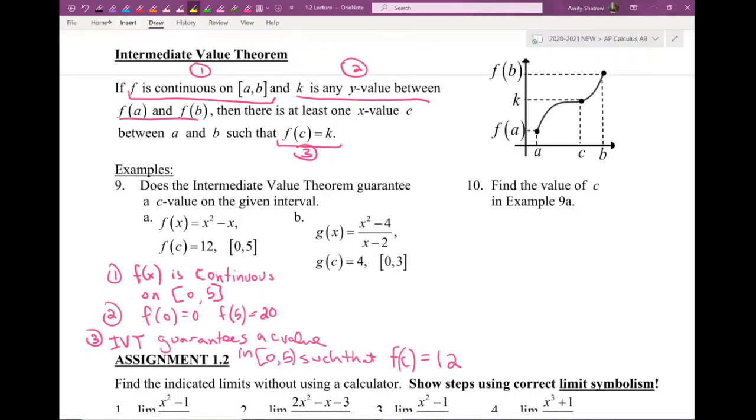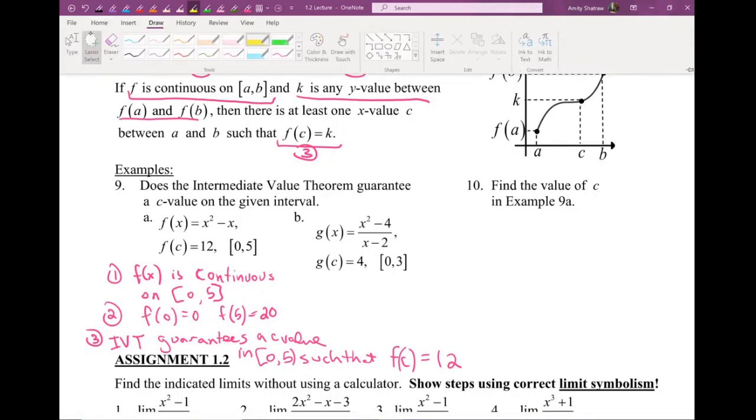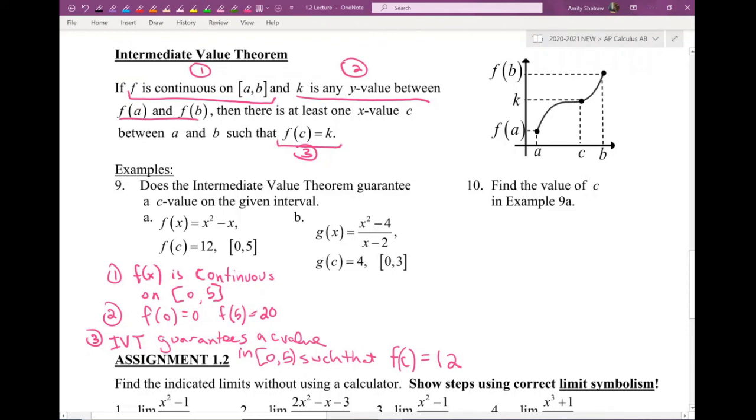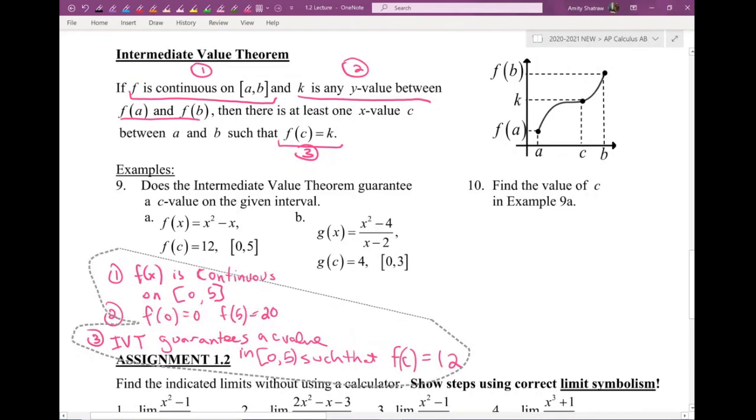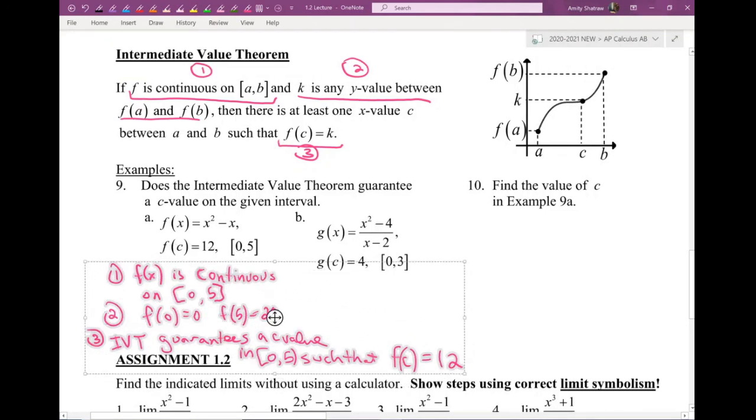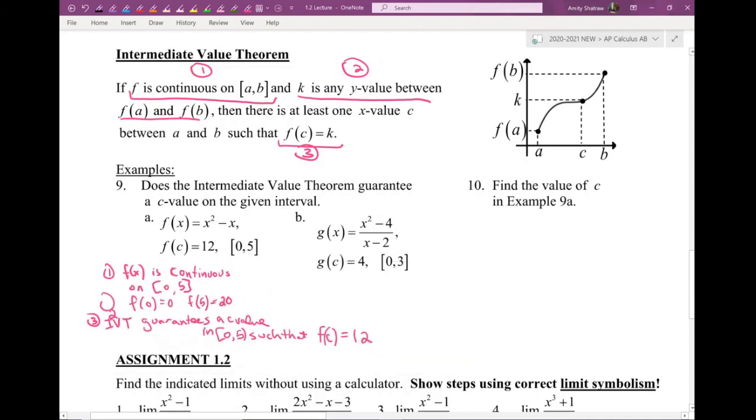So there you go. And I will say that I really wish I could have written all that smaller. So let's see if I can just shrink it down a little bit. There you go. And I might even move this over.